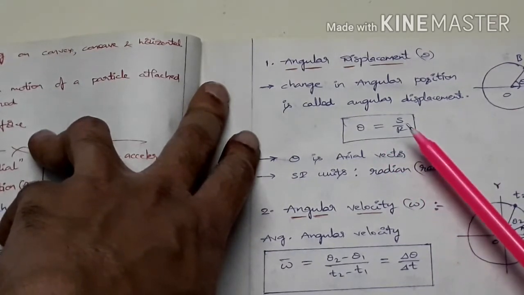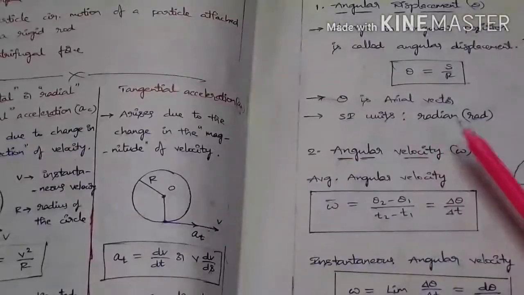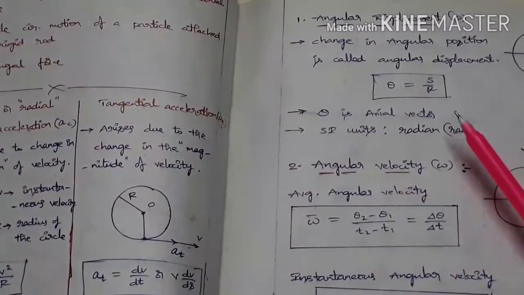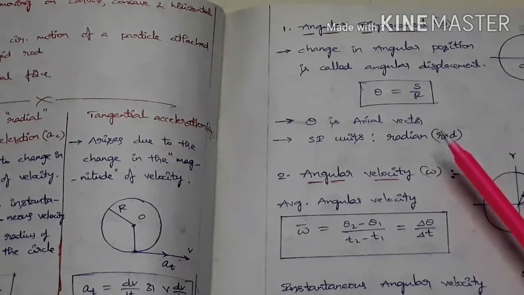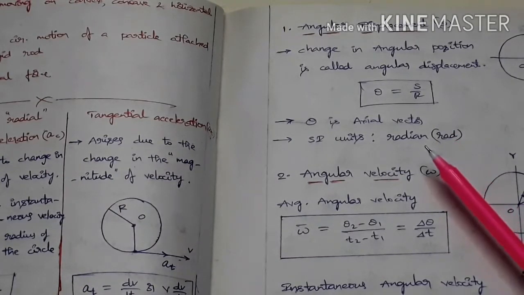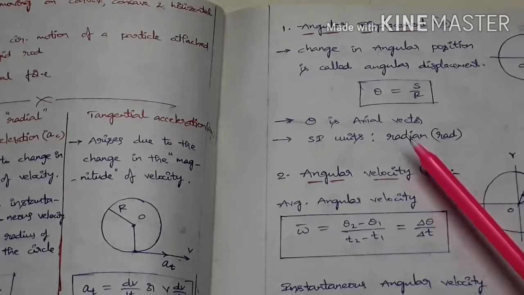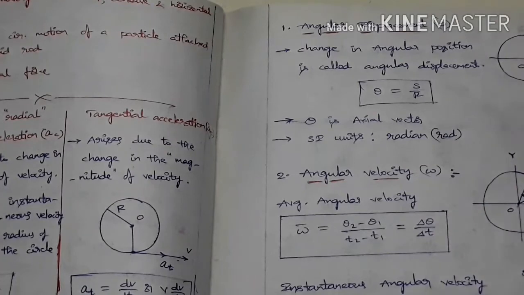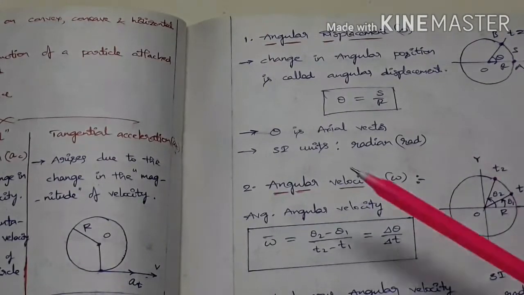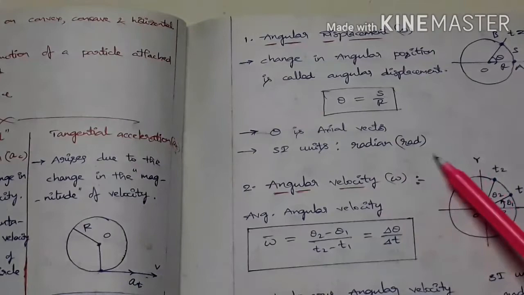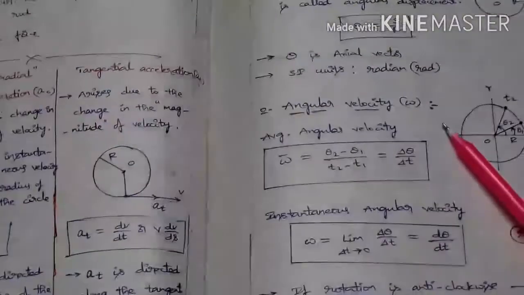Here theta is an axial vector. Theta is a vector only for very small angles. For large angles, angular displacement theta is not at all a vector. What I mean by axial vector is a vector that lies along the axis passing through the center of the circle and normal to the plane of the circle. Okay, so what are the SI units of angular displacement? Radians.